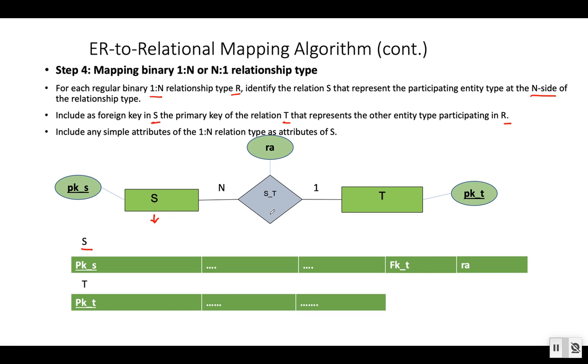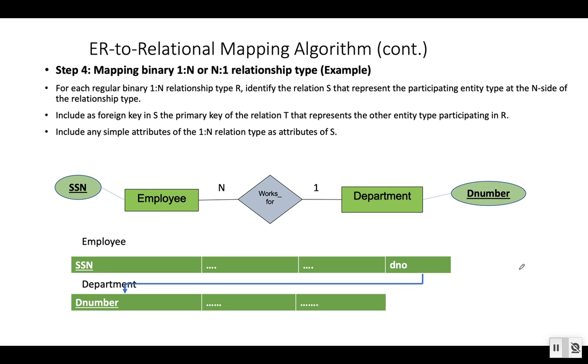For example, in the entity S we are including the foreign key that is going to reference the primary key of the table on the other side, that means the relation that is participating on the one side. If this relationship has other attributes, we are going to include them in the same relation where we are including the foreign key.